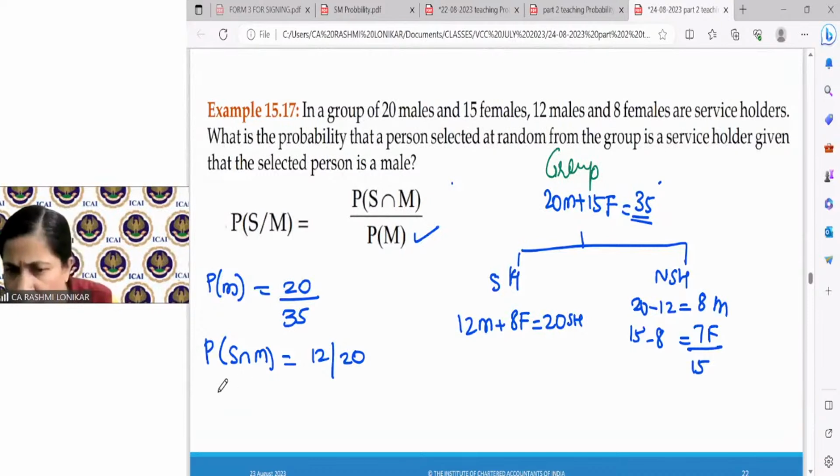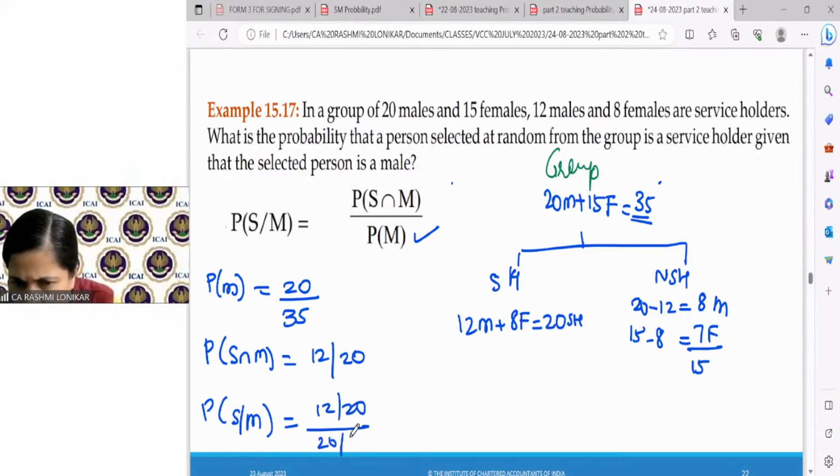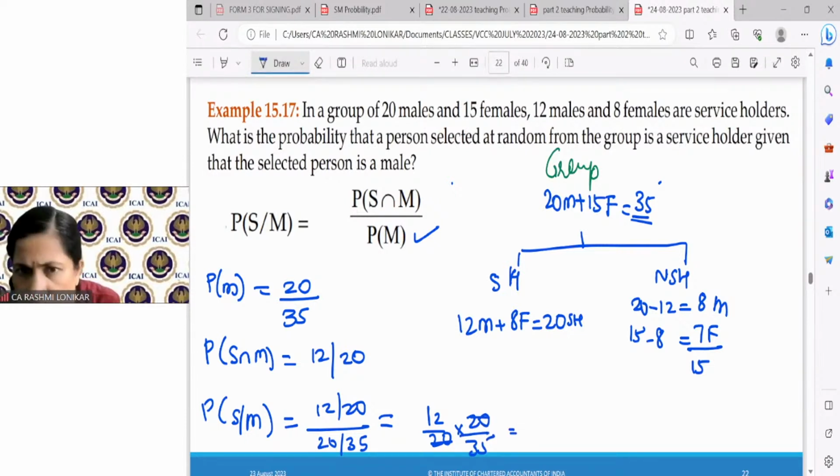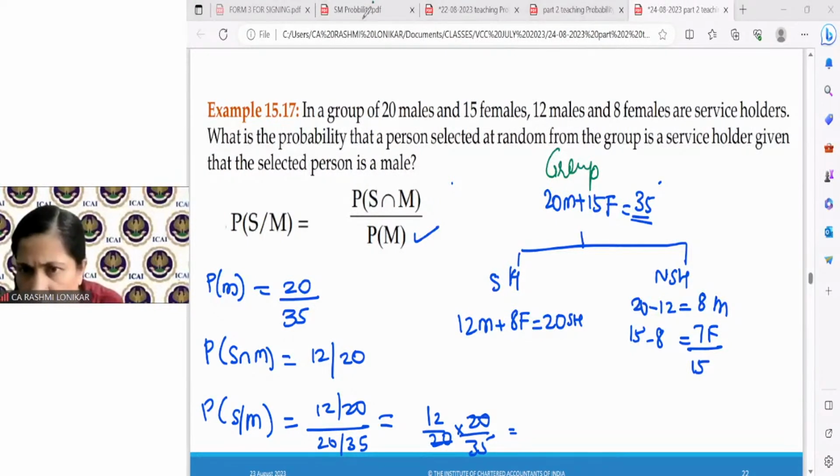So what will my answer be then? P of S given M, that is a service holder who is a male, will be equal to 12 upon 20 upon 20 upon 35. So how much is this? 12 upon 20 into 20 upon 35 is equal to 12 upon 35.